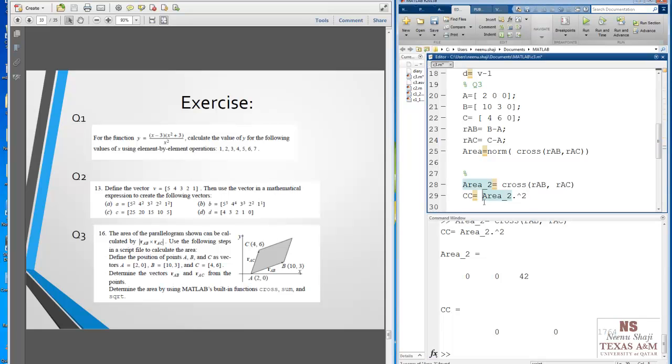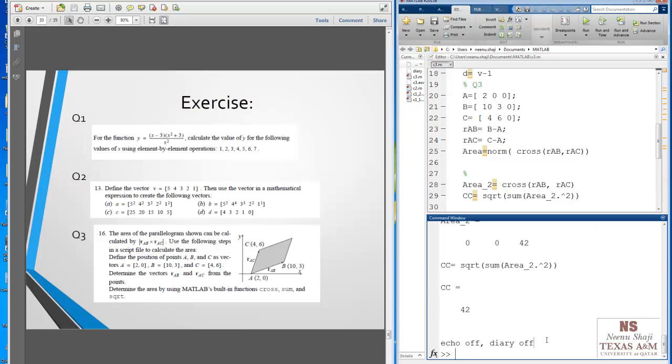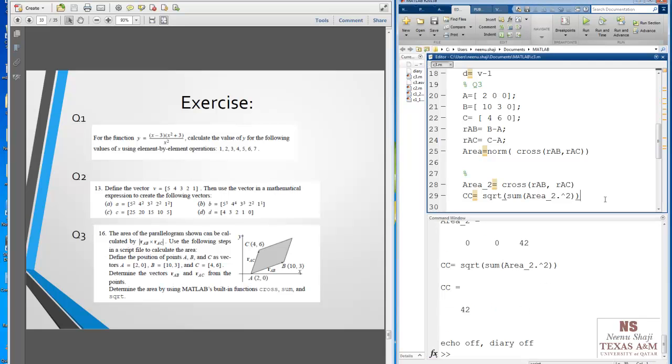Then find a sum using sum command, and finally the square root. So you get the same answer for both.